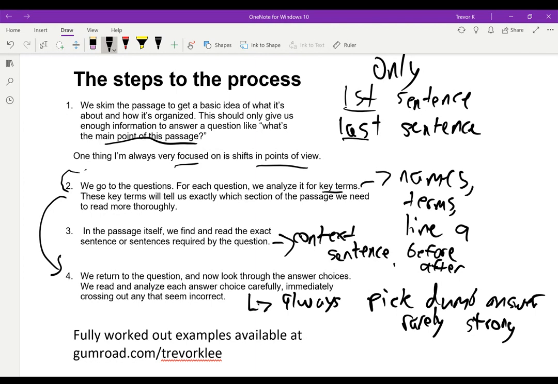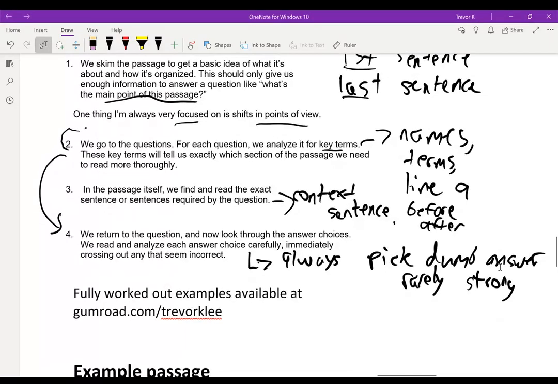So when I work with my tutoring clients, they often are like, I saw that answer and I saw that it could be correct, but I didn't really get a sense of it in the passage. And I was like, well, if it seems like you can't prove it wrong, then it's the right answer. All right. So I'm going to put these steps to use in a sample passage.